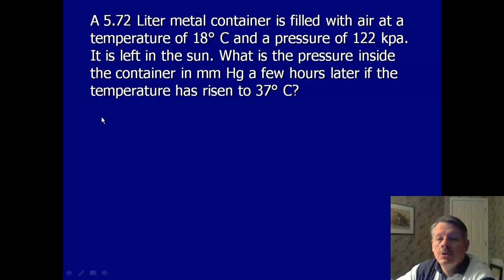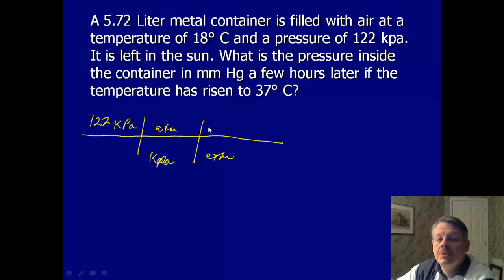So we're going to start this time with 122 kPa, but I'm going to immediately convert the 122 kPa from kPa to atmospheres, and from atmospheres to millimeters of mercury. So I'm going to do that first. We know that one atmosphere is 101.325 kilopascals, and one atmosphere is 760 millimeters of mercury. All right, so this time I go through the math here, and my starting value is 915 millimeters of mercury.